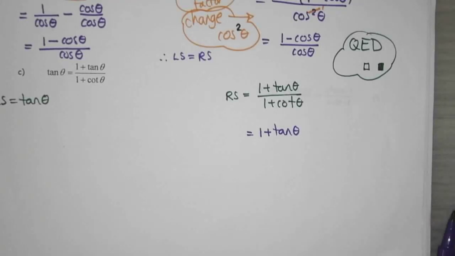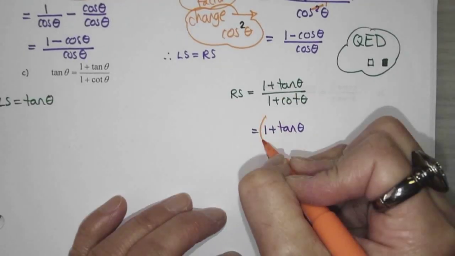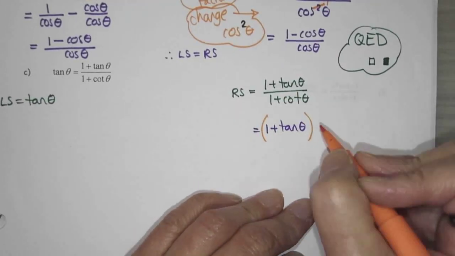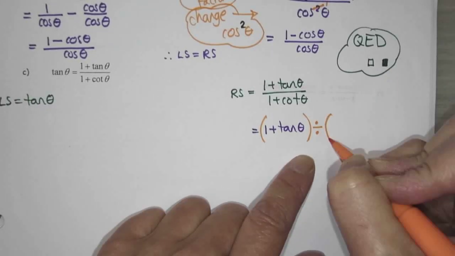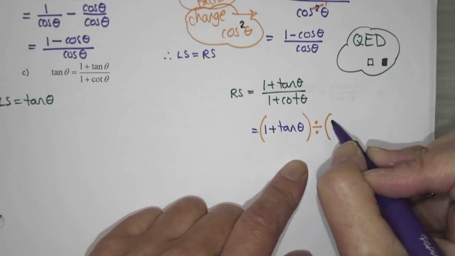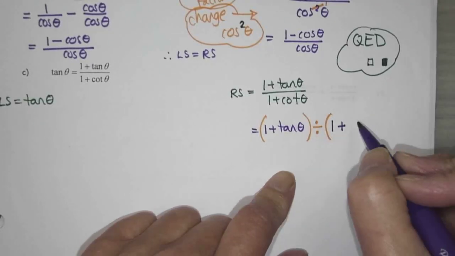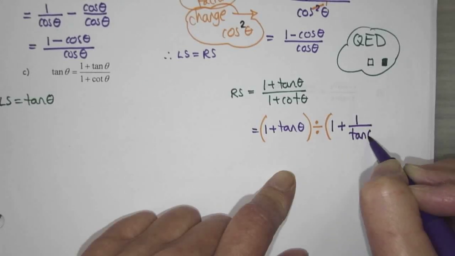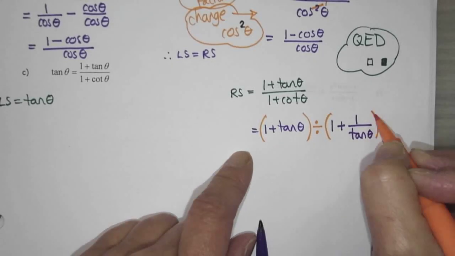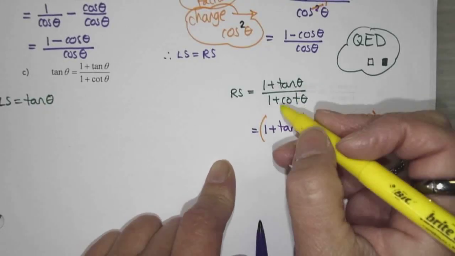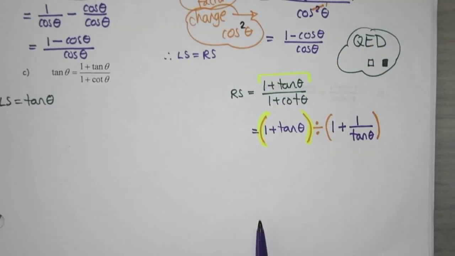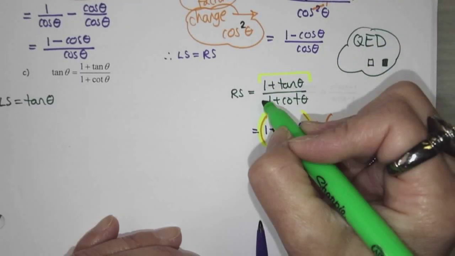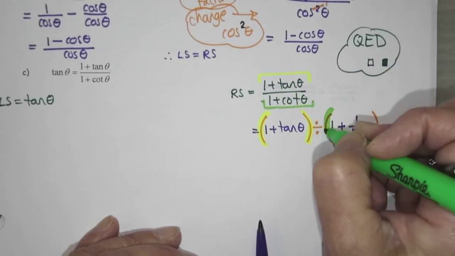So I'm going to do this. I'm going to grab this guy. I'm going to make it orange, I think, here. Put that in a bracket. And I'm going to go divided by, and then I'm going to bracket the denominator as well. Okay. And I'm going to go 1 plus, and cotangent is 1 over tan. Like that. I'm going to highlight this. You have to put all of the numerator here in a bracket, and you have to put all of the denominator here in its own bracket.